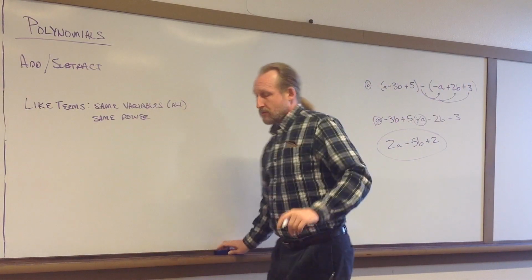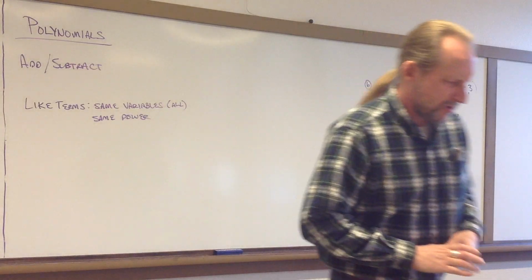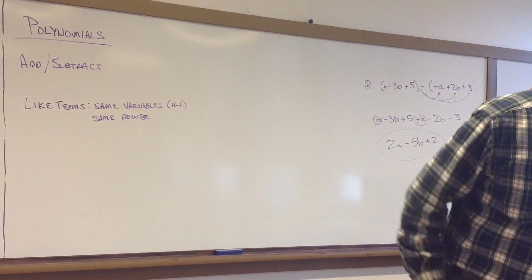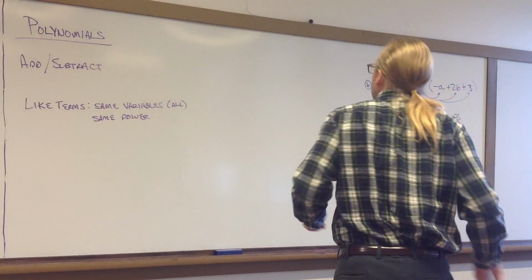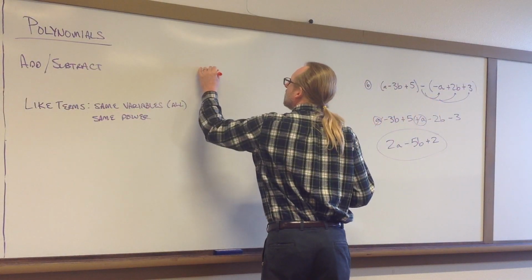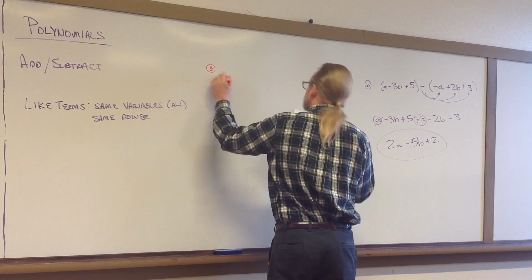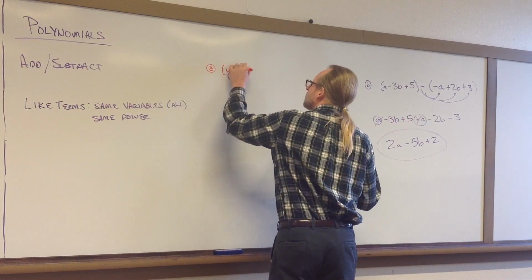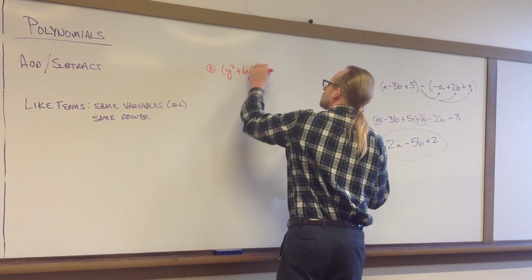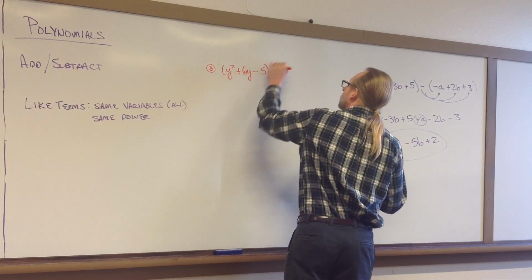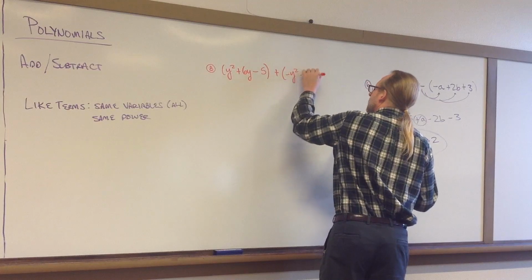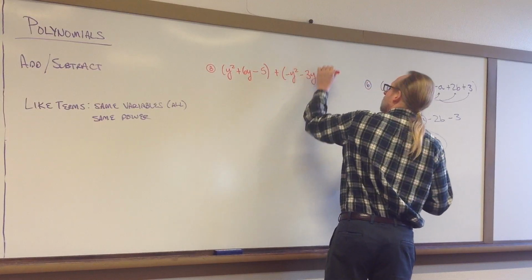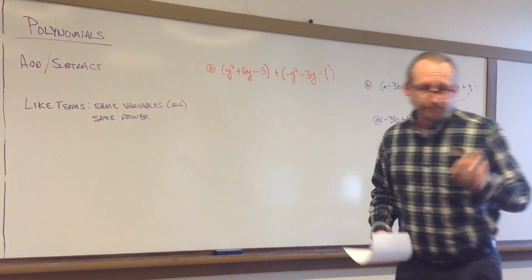All right. Let's see here. Problem 8 is another addition problem. So we start out y squared plus 6y minus 5, and then add negative y squared minus 3y minus 1.